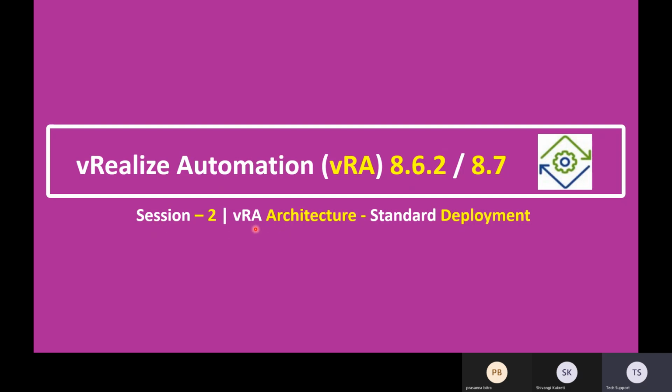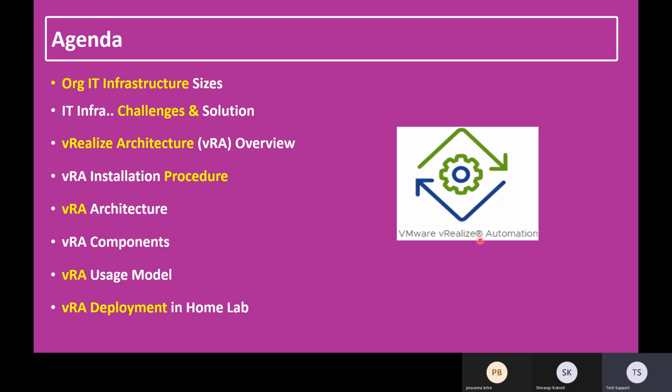And today we are going to cover the vRealize architecture, quickly recall the vRA architecture, and I will show you the standard deployment. Okay, let's see our agenda for today's session. Organization IT infrastructure sizes. We'll quickly observe what the IT infrastructure sizes are, the most common IT infrastructure challenges, and the recommended solution. And the recommended solution will be vRealize Automation.